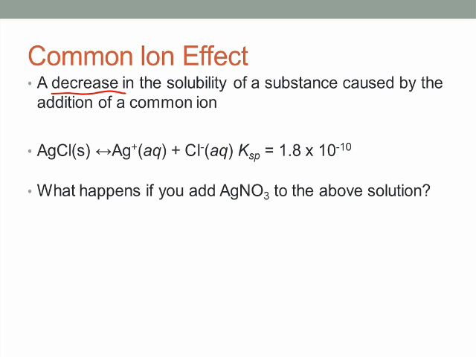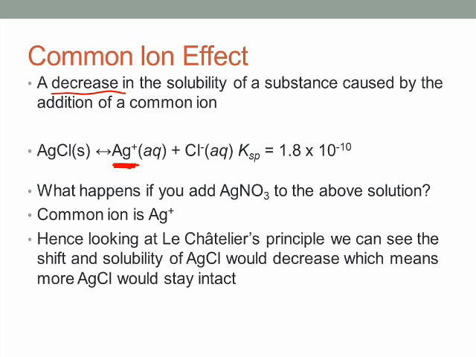If we add silver nitrate to the above solution, what will happen? Now the common ion is silver. It means we're adding more product here, more silver. Looking at Le Chatelier's principle, we can see the shift. That means if we add more product here, it's going to shift to the left, which means more sodium chloride or silver chloride would stay intact.